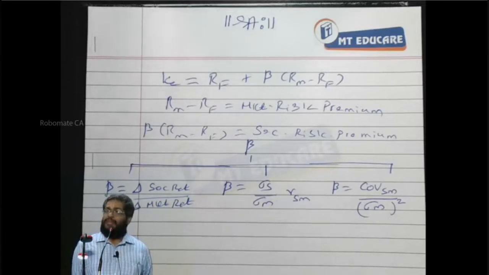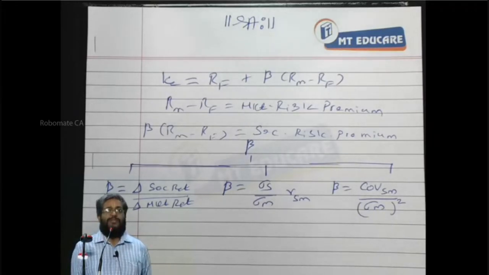Branch it into 3. Aggressive stocks, equilibrium stocks, and third is defensive stocks.